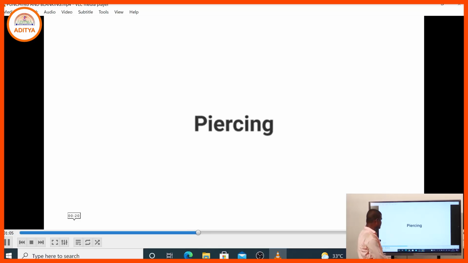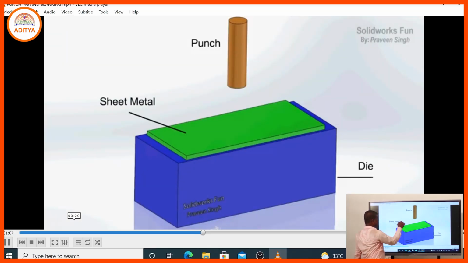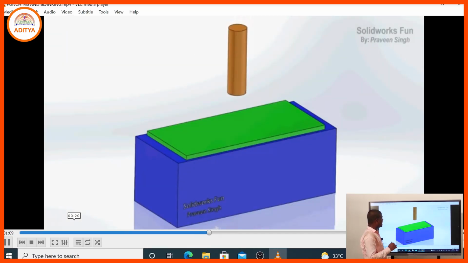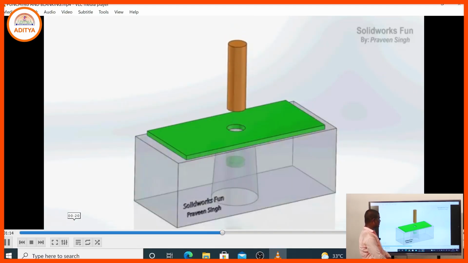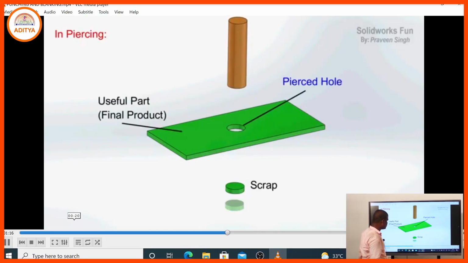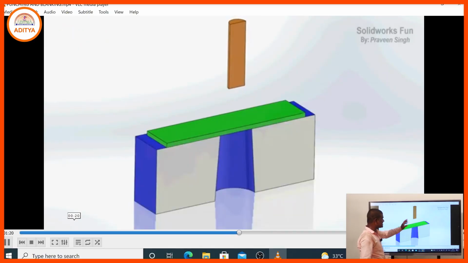Now we are coming to the piercing operation. Here that is the punch, that is the sheet metal, and that is the die. By applying force with the punch, one piece of material is removed, that is the scrap, and that is the final product with the pierced hole. That is the piercing operation.